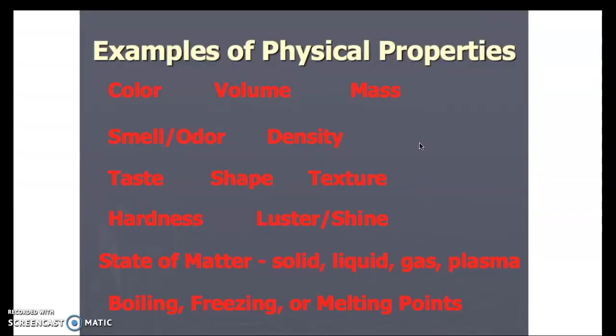There are a lot of everyday, pretty familiar examples of physical properties that you have probably heard of before. And you do have to take notes on all of this. So some physical properties include color, volume, which is how much space something takes up, mass, smell or odor, density, taste, shape, texture, hardness, luster, which is how shiny it is, the state of matter, so whether it's a solid, a liquid, a gas, or a plasma, and then the boiling point, freezing point, and melting point. Those are all physical properties, and I can measure them and not change what the substance is.